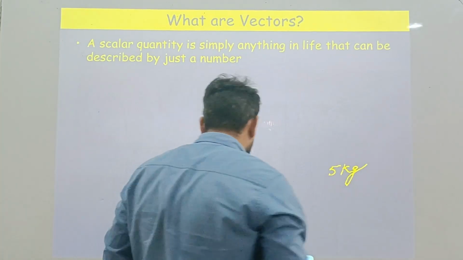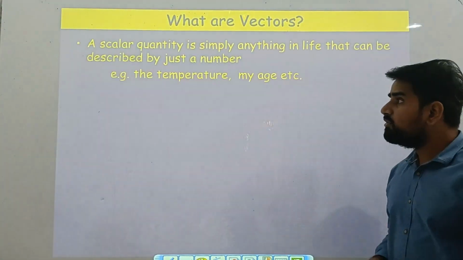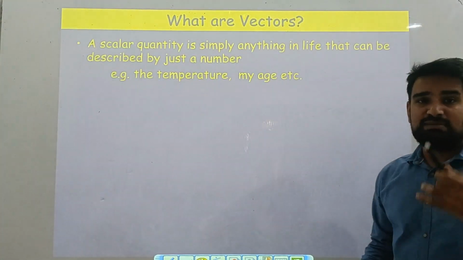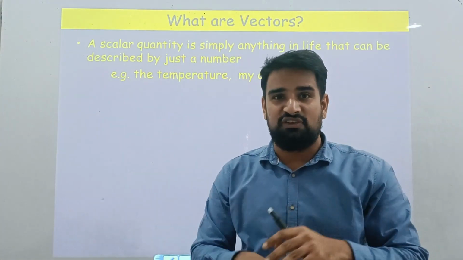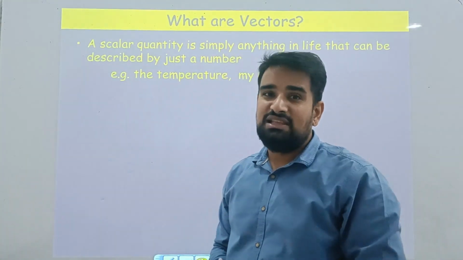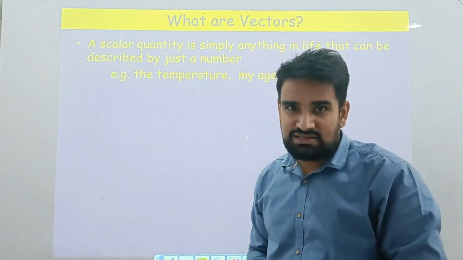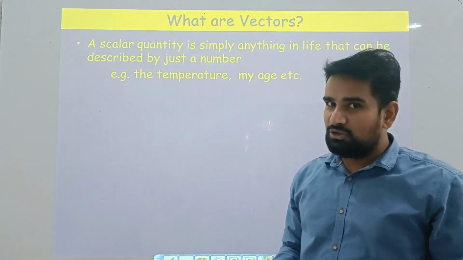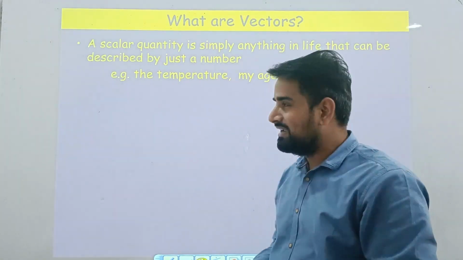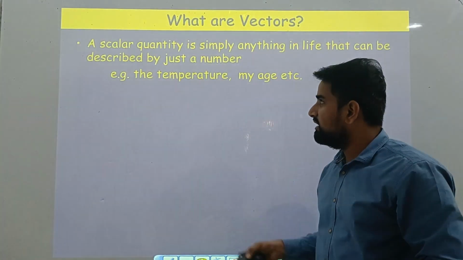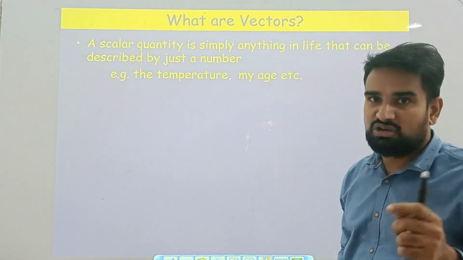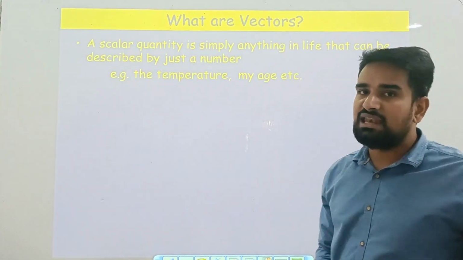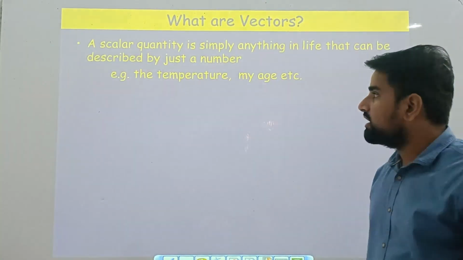Now let's move ahead. Examples: the temperature, my age. If you say your age is 18 years old, or 15 years old, that does not need any direction. Nobody will ask you in which direction you are going. So the temperature, the age, all these things are scalar because they only need a number to define themselves. They don't need any kind of direction.